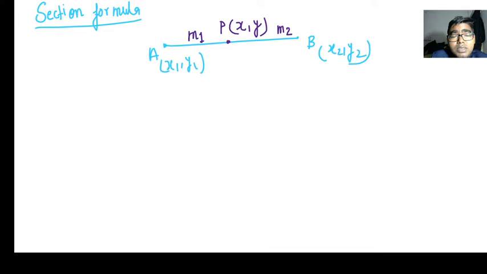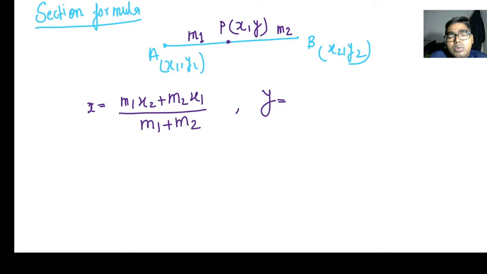So the x coordinate of point P is x equals m1 x2 plus m2 x1 divided by m1 plus m2, right? And similarly y equals m1 y2 plus m2 y1 divided by m1 plus m2.